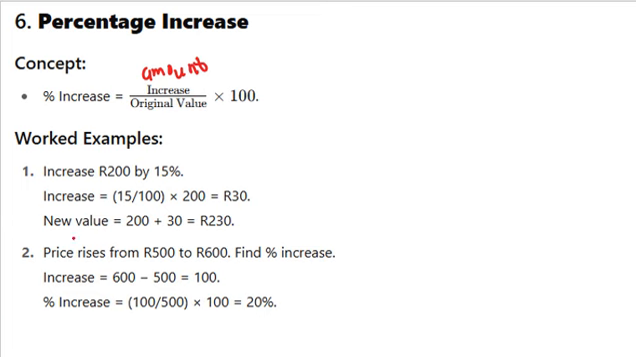Then again we have this other question. Price rises from 500 to 600. Find percentage increase. We know the formula, right? What is the increase? Increase is gonna be the amount that the 500 increased to get 600. So you can just take a difference, 600 minus 500, it's 100. So the increase is 100.